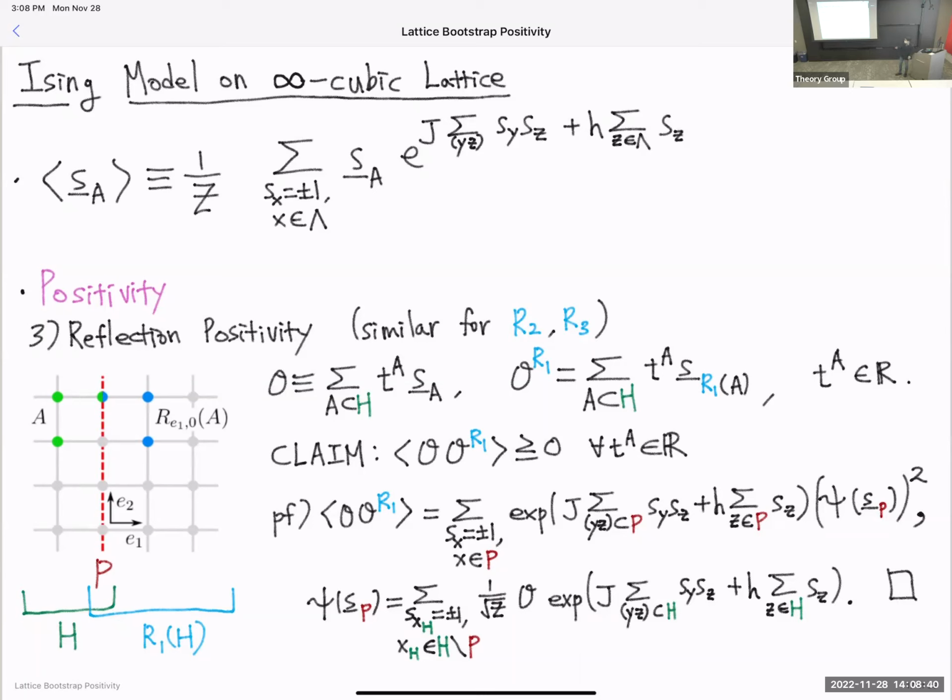What about the right half? You can do the same thing. But because the right half is defined simply by the reflection of the left half, you're going to get the same function psi of SP. So you have psi of SP squared. You have a squared thing times a positive thing, and you sum over that, you have a positive thing. Is everything clear?